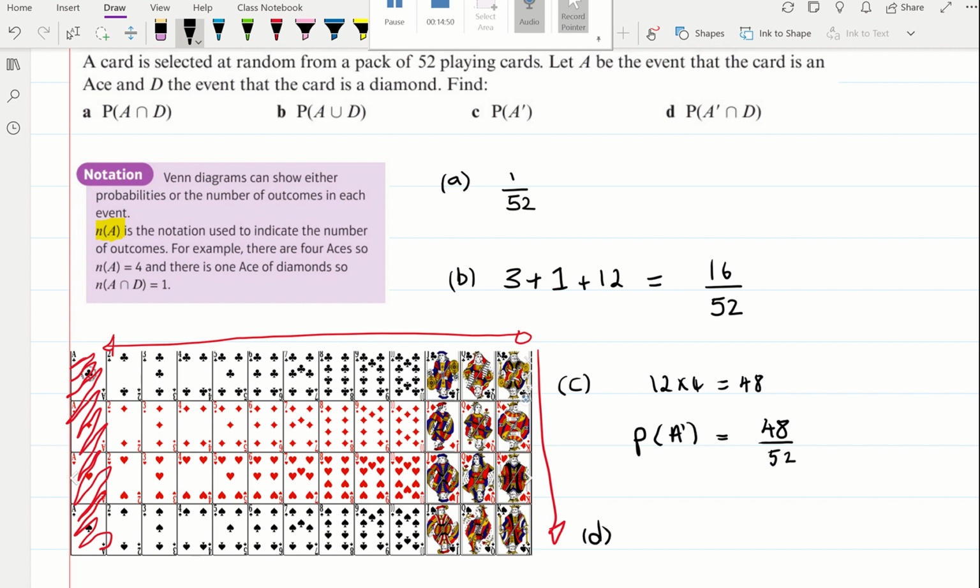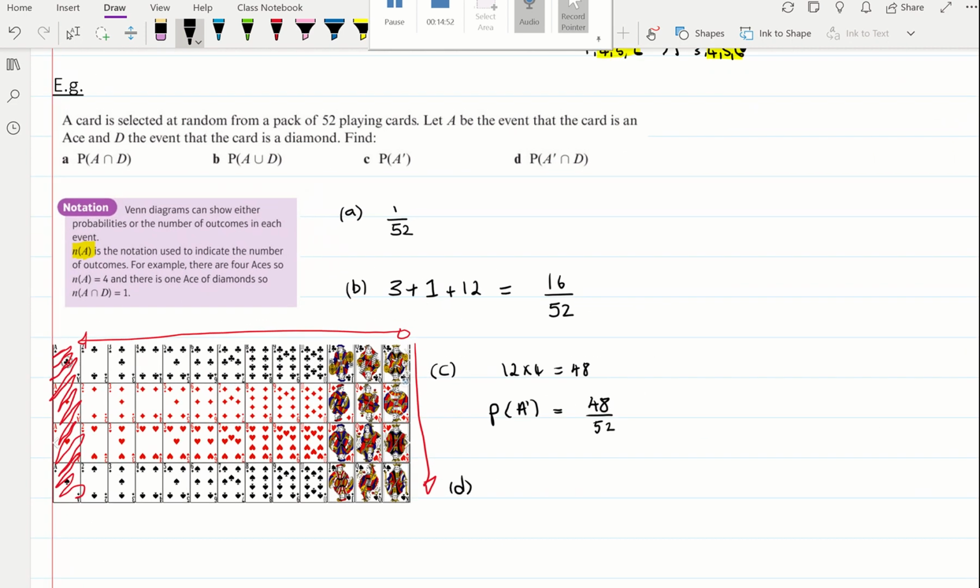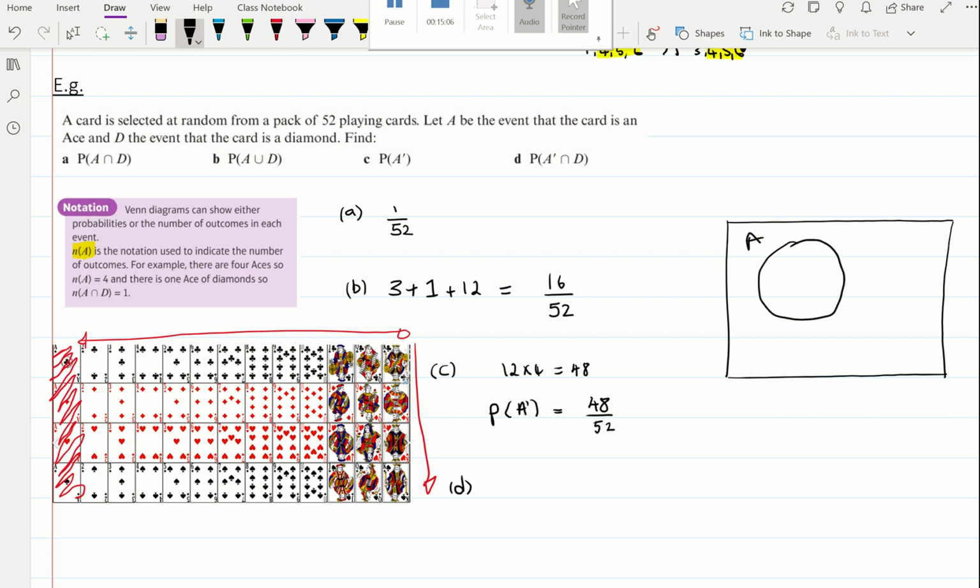So I will put that in a Venn diagram. Might be a good moment, if you're thinking, how do I do that? Think of Venn diagrams. And the only thing I'm going to include is the probability of A and the probability of D. Remember, we already know that there is an intersection.